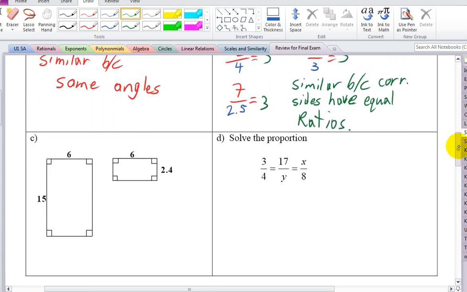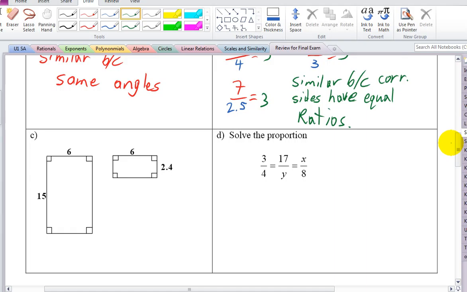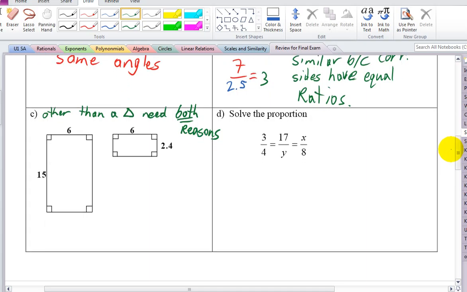Now we're in a different shape. So for a rectangle, or something other than a triangle, you need both reasons. So you must have both reasons. So, are the angles the same? Yeah, we're good. So we have the same angles. What about the ratios? Let's do a check. Find the ratios. Go.